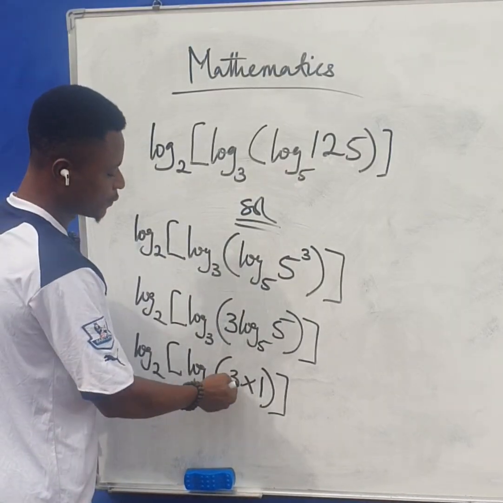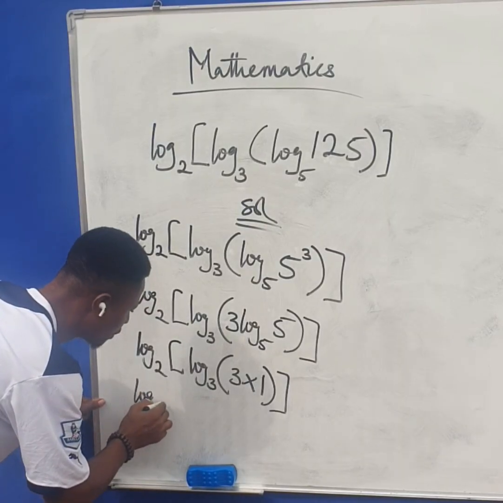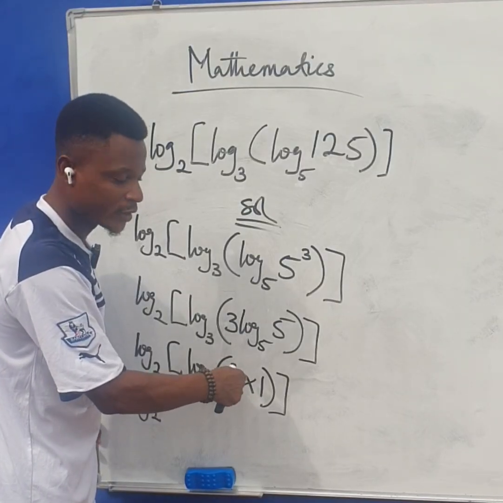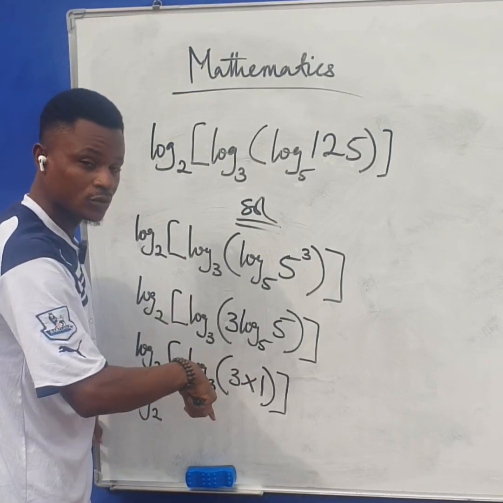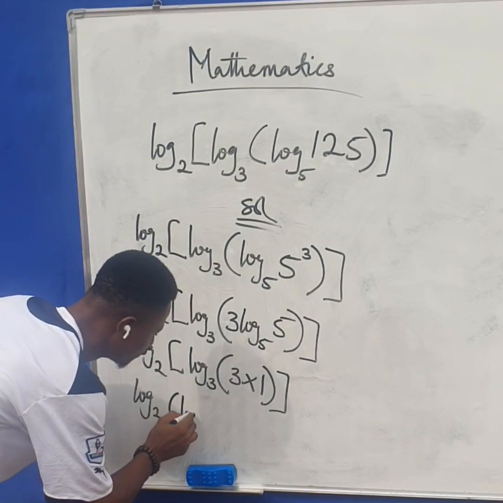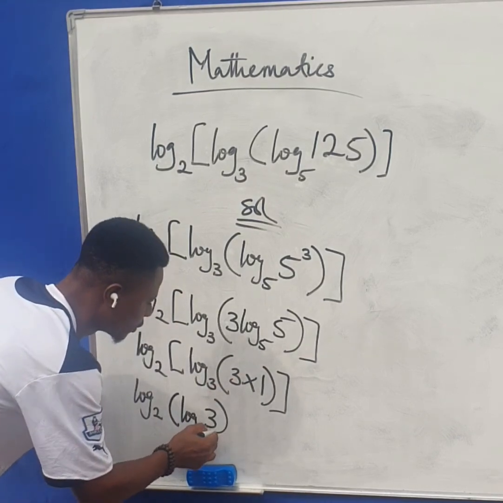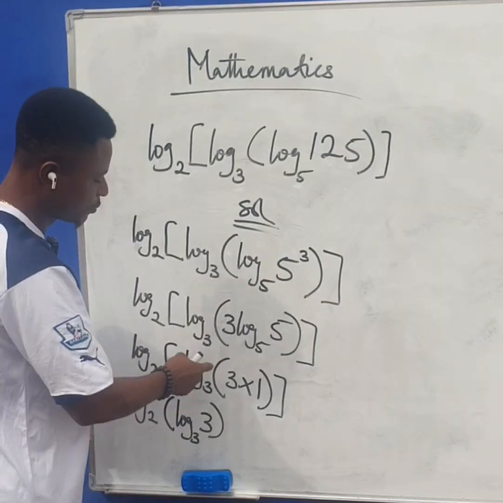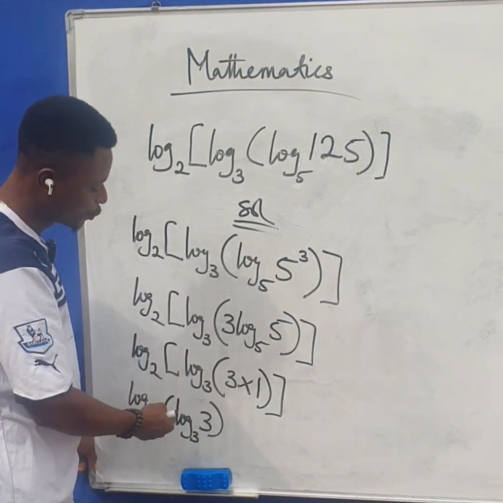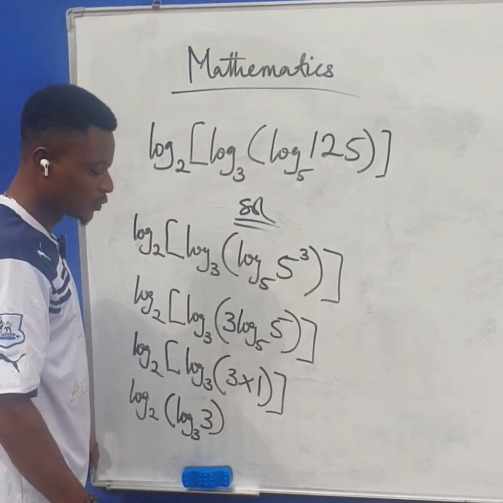So now let us evaluate what we have here. We are going to have log base 2. Now this time around, we are done with this. We are going to the final stage of this bracket, so we can replace this bracket with just a normal open bracket. We are going to have open bracket, log base 3. Now 3 times 1 will give us 3. Then we close the bracket. You see, this other bracket has disappeared. We are left with this. Now the next thing to do is to solve this one.